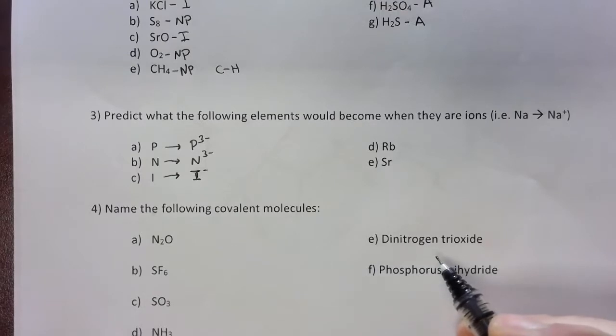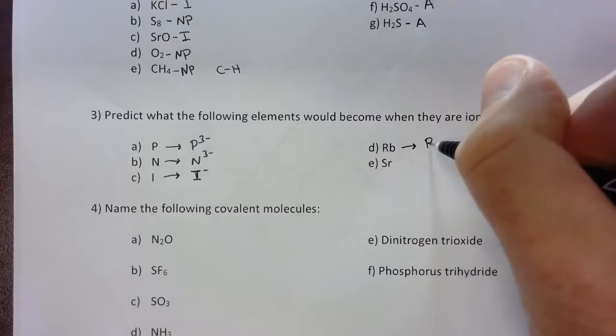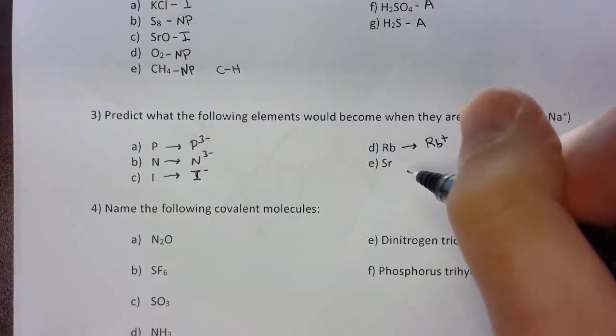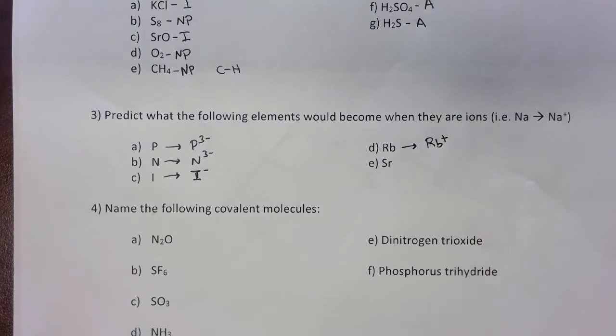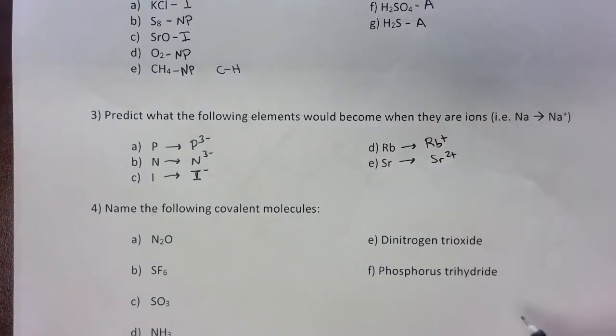Rubidium is in group 1, and so it will lose 1 electron to become Rb+. Strontium is in group 2, so it will lose 2 electrons to become strontium 2+.